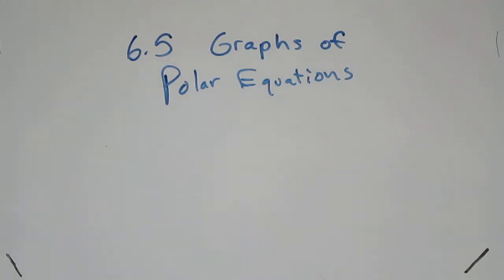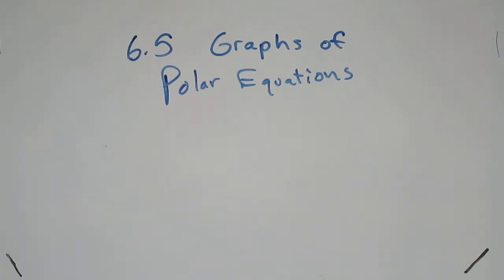The last section that we're going to cover in Chapter 6 is graphs of polar equations. And really there's just going to be a question or two on this on the test. But it's kind of a fun section because you can graph different things, and there are different types of curves that have famous names that you may see sometime in college. I know I saw this in a college geometry class.